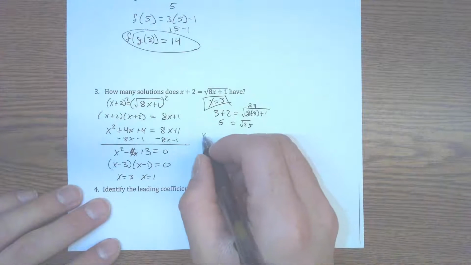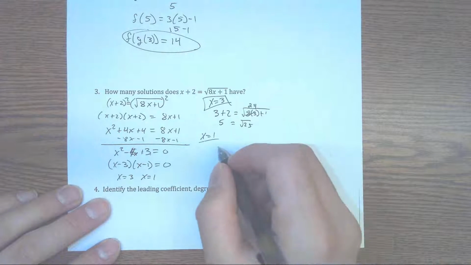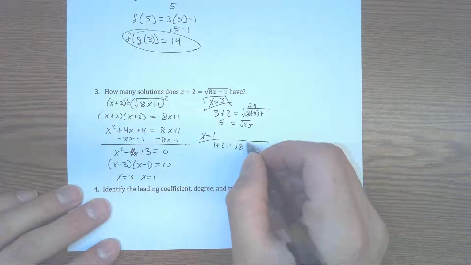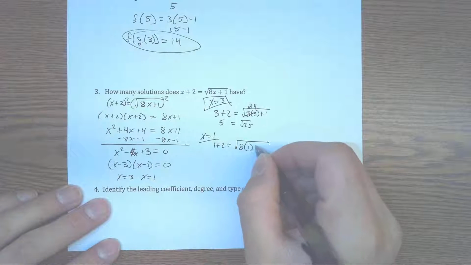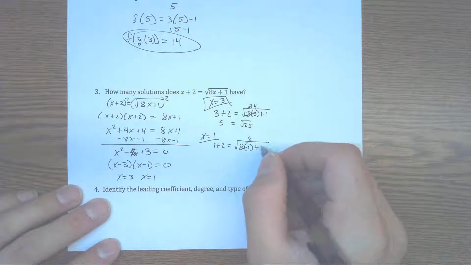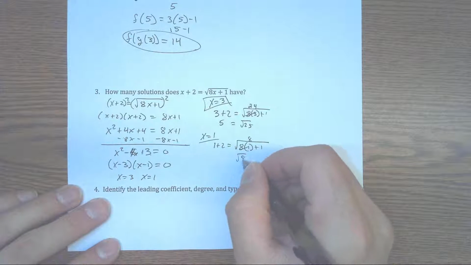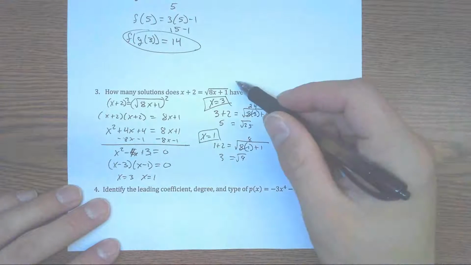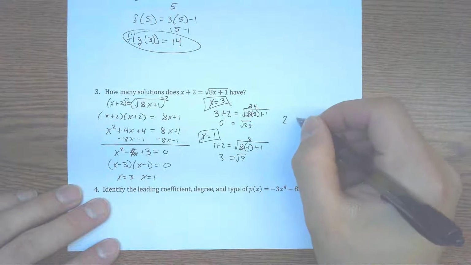Let's test x equals 1 now. So 1 plus 2 is equal to radical 8 times 1 plus 1. That's 8 plus 1, which is 9. So radical 9 equals 3. Does it? Yes, it does. How many solutions do we have? 1, 2. 2 solutions.